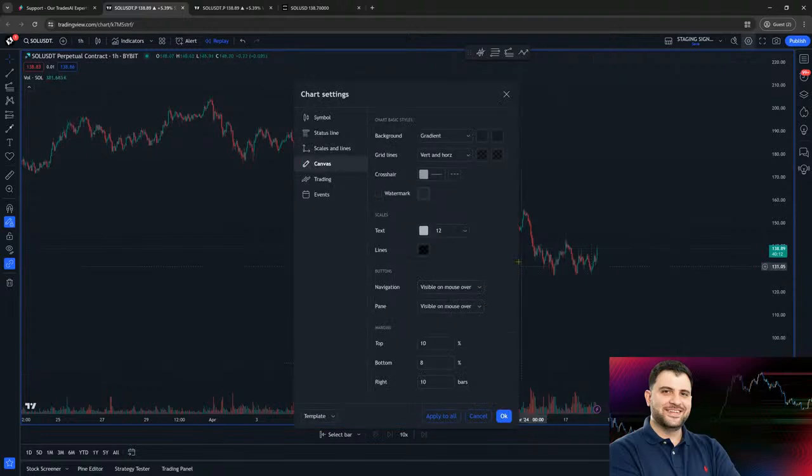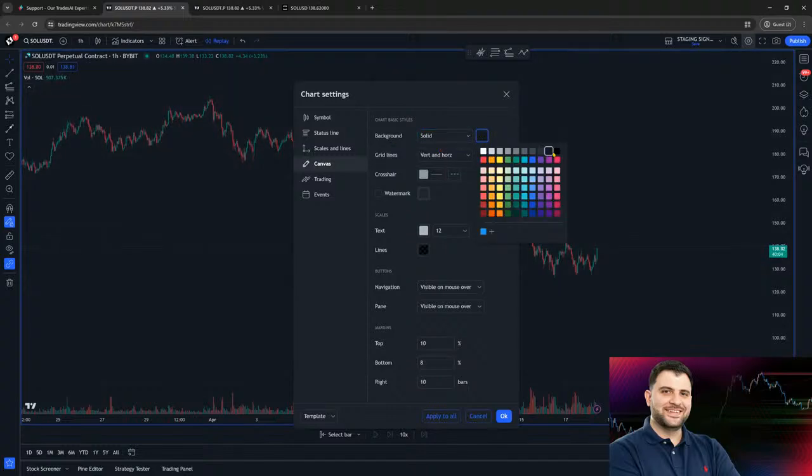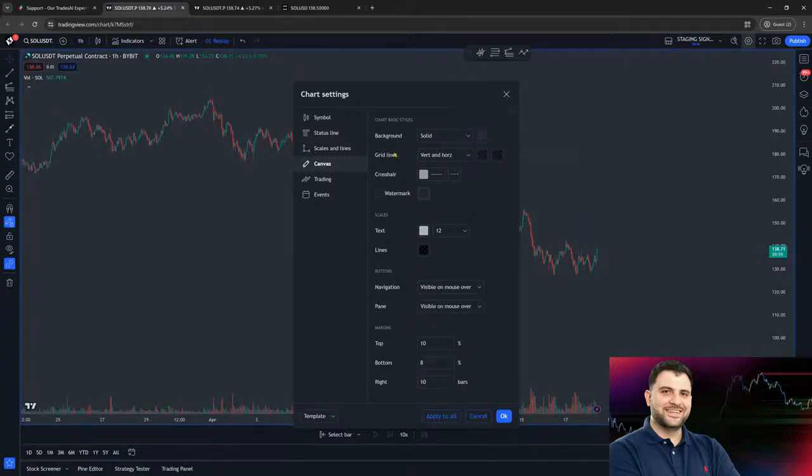I go to settings, then go to canvas, and change the settings for background. I just make it solid. For color, I like to make it the third gray one in here, this one. And for grid lines, I disable them. None, so no grid lines.